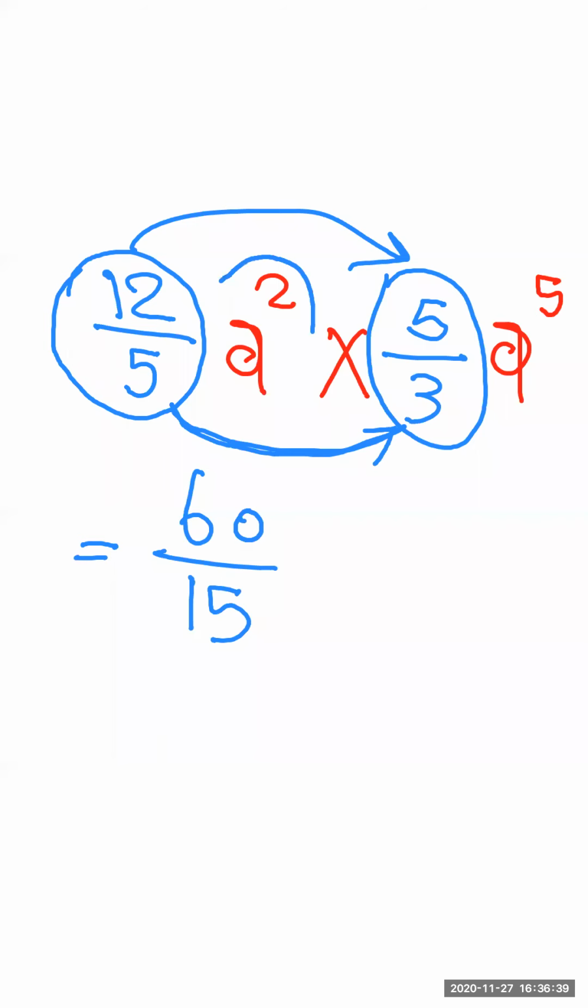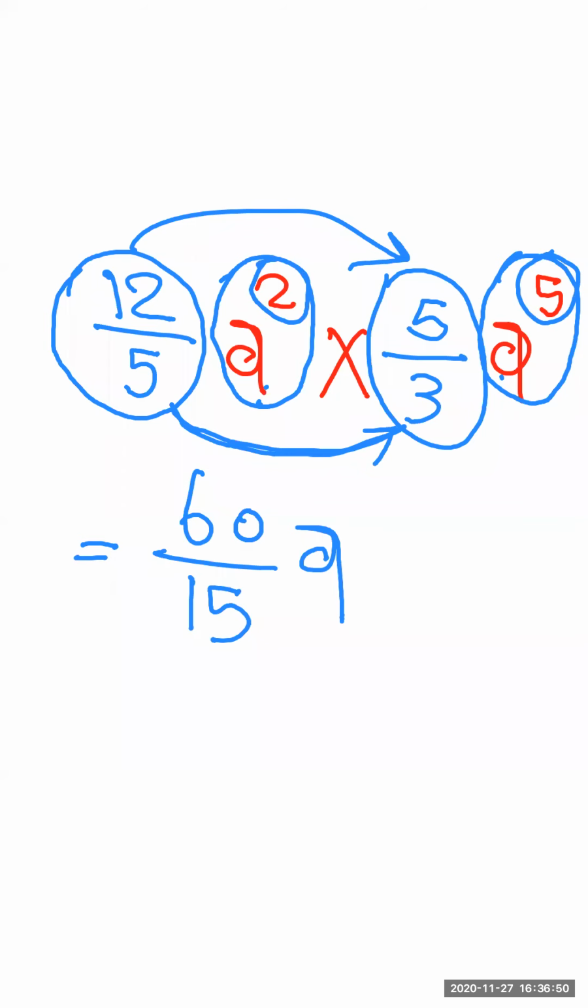Then a to the power of 2 times a to the power of 5. So it will equal the same base, a, and then power of 2 and power of 5. So 2 plus 5 means a to the power of 7. Then can it be simplified, 12 over 3, a power 7? Then we can simplify this term.